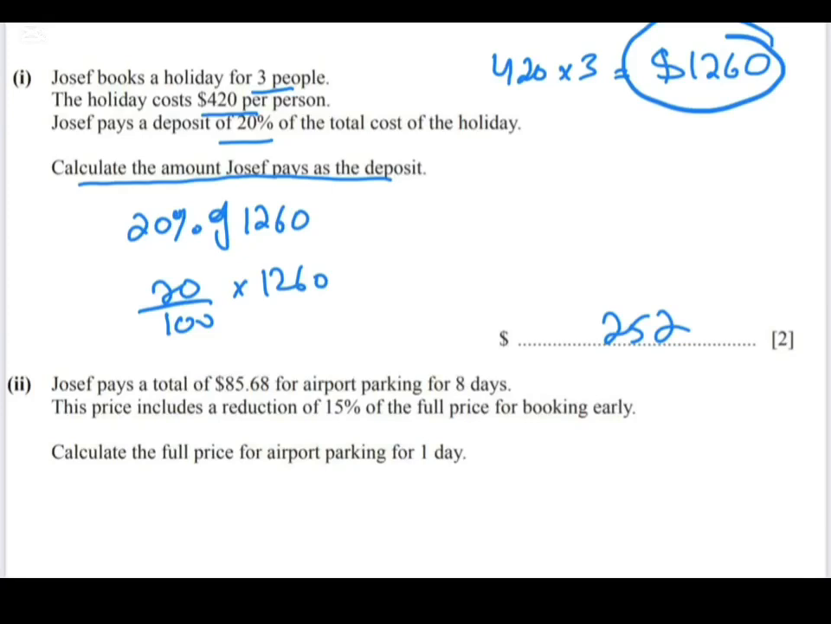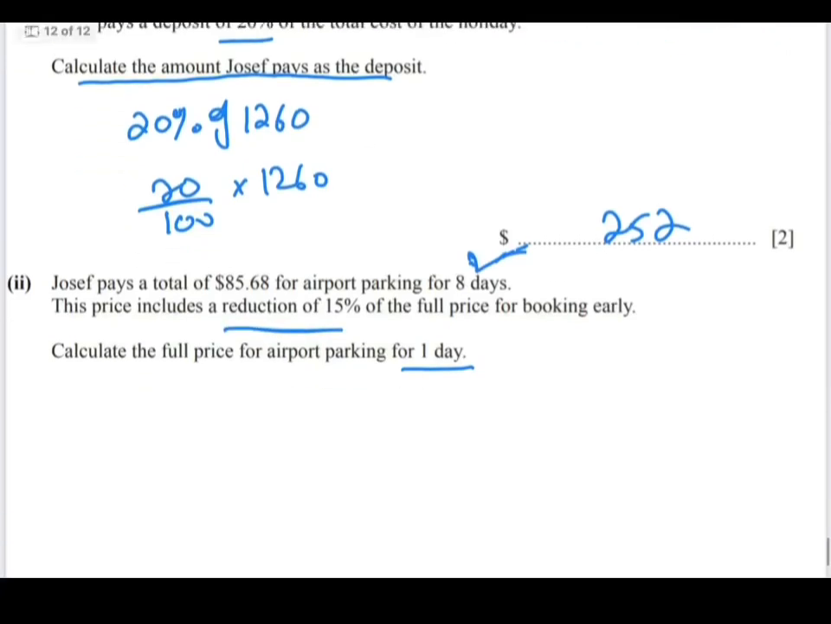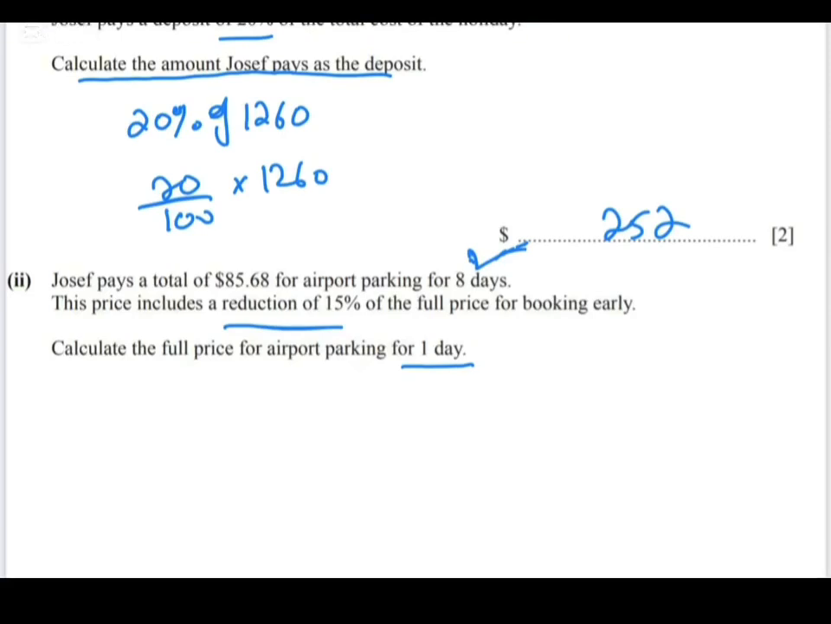Now the next part. Joseph pays a total of 85.68 for airport parking for 8 days. Okay. This price included a reduction of 15% of the full price for booking earlier. So calculate the full price of airport parking for 1 day. Okay, so first there is a reduction of 15%. So simple concept, we will apply the same formula we have done previously. So it was for the 8 days. So this price includes a reduction of 15% of the full price. So basically this price includes the reduction.